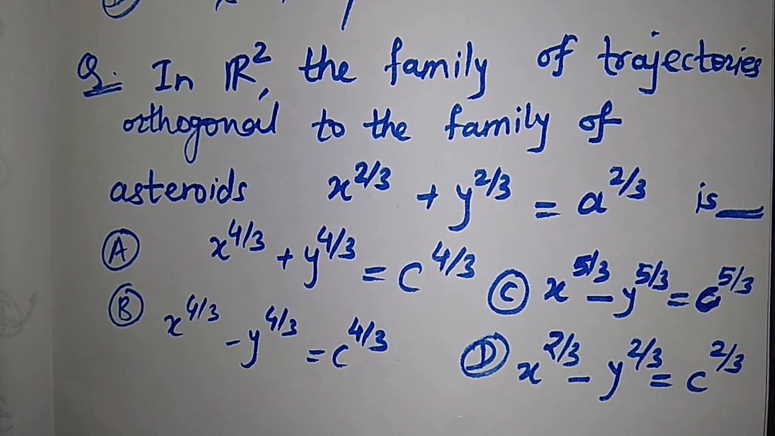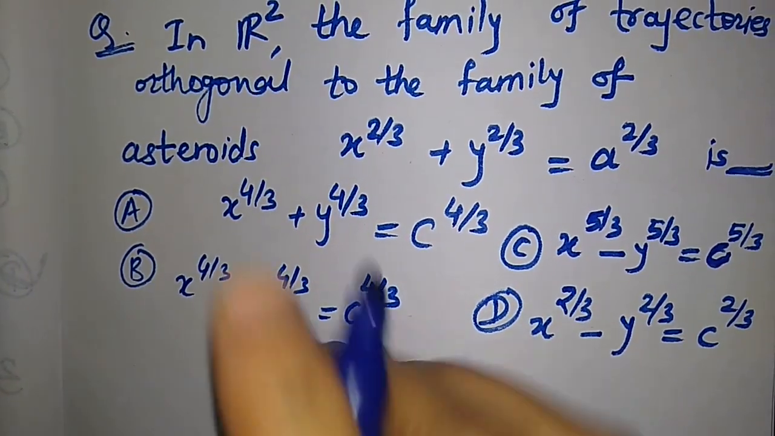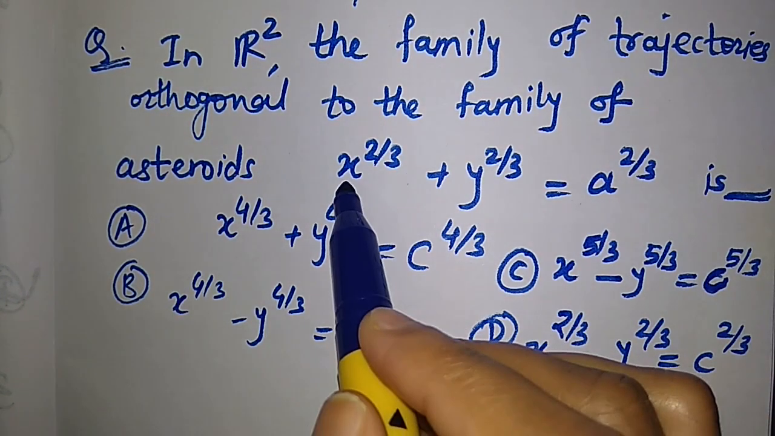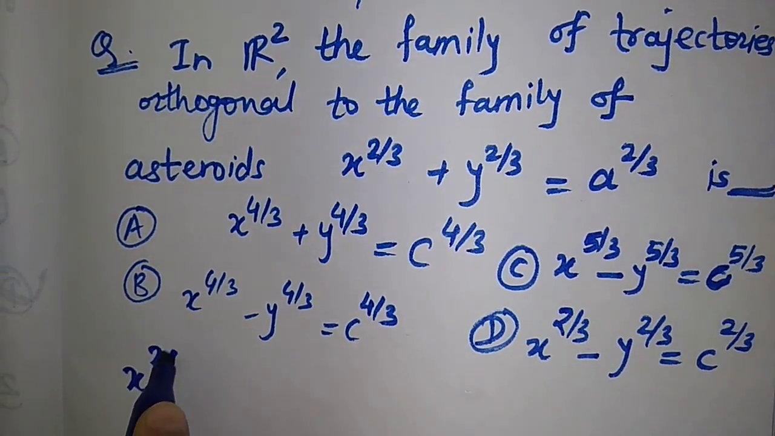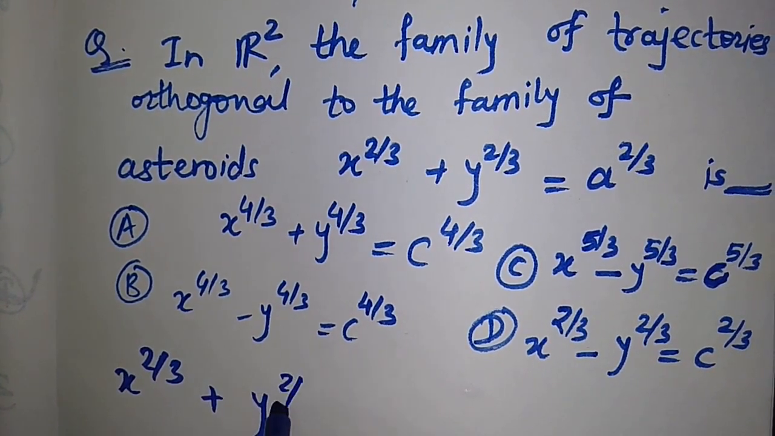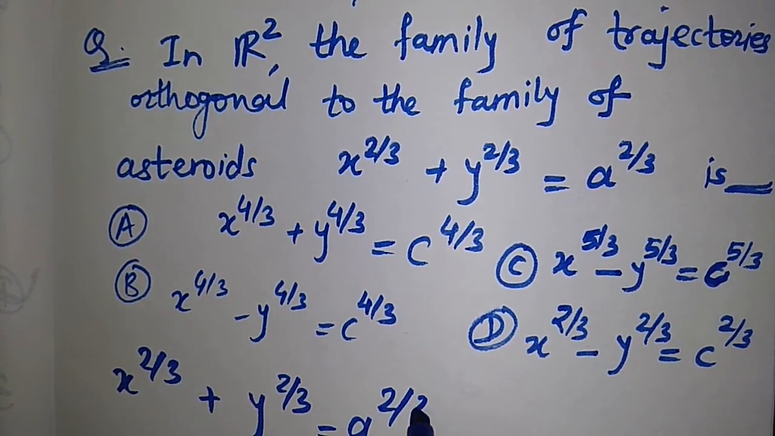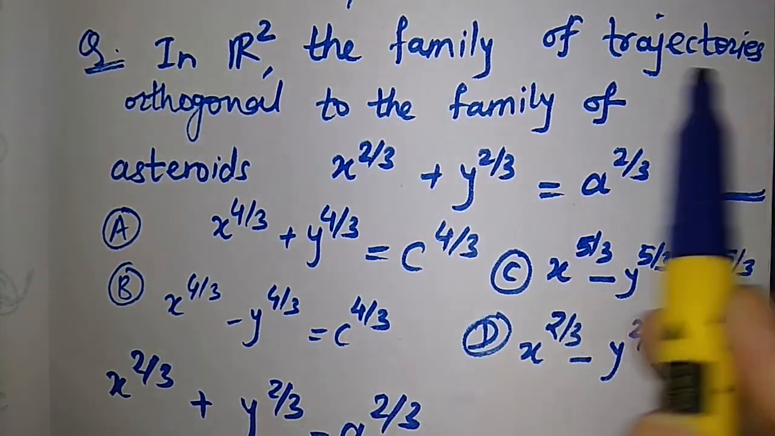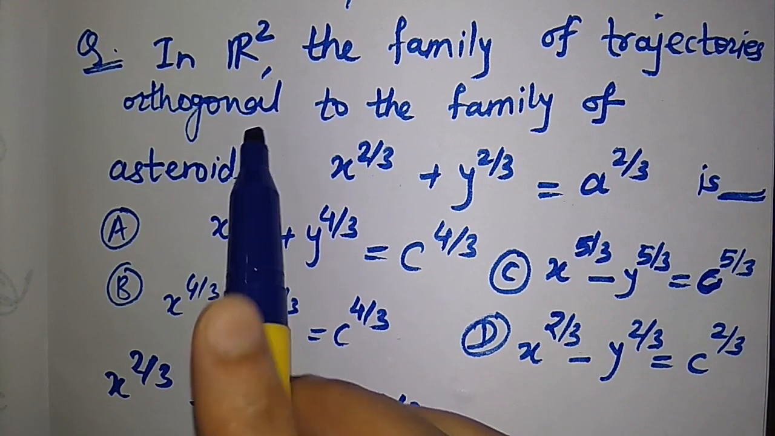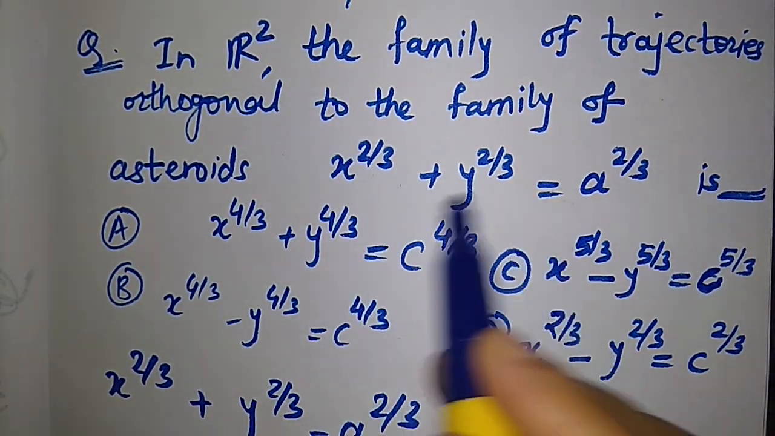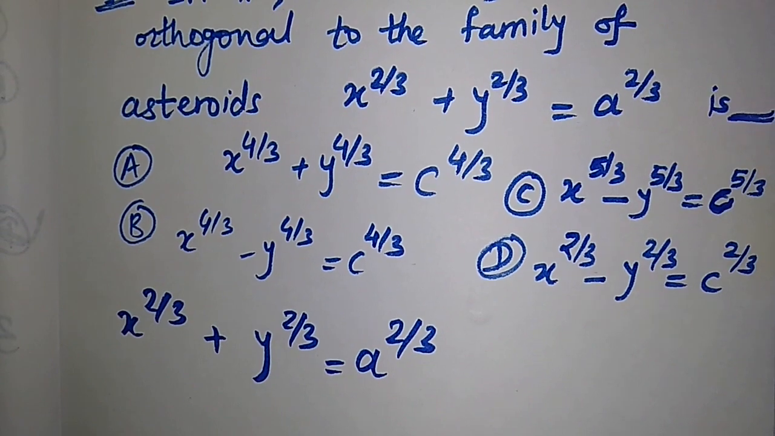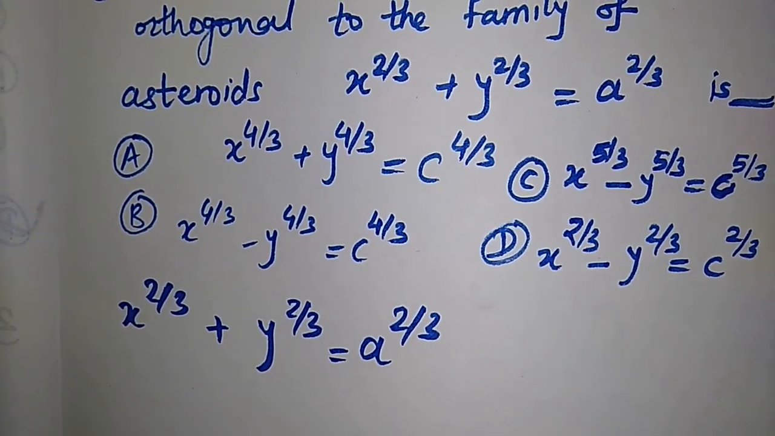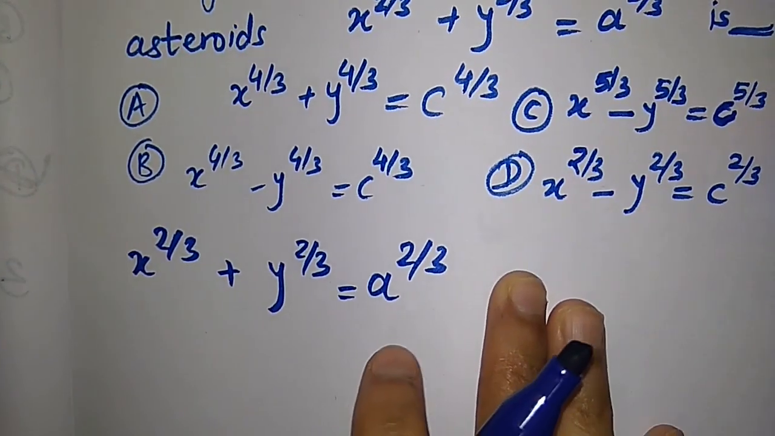Now let us solve another question. We have given the family of asteroids x raised to 2/3 plus y raised to 2/3 is equal to a raised to 2/3, and the question is about the family of orthogonal trajectories, correct? So we have to find out the equation for orthogonal trajectories of this family of curves.